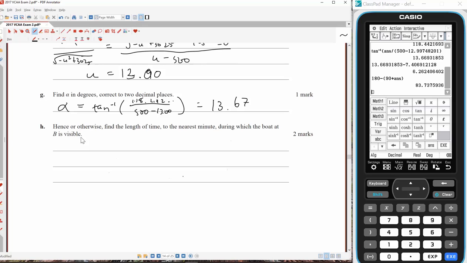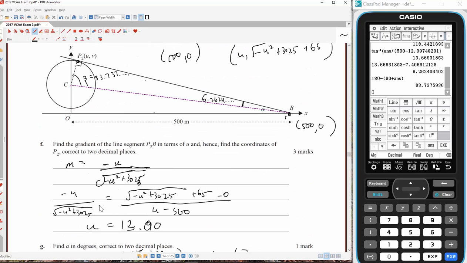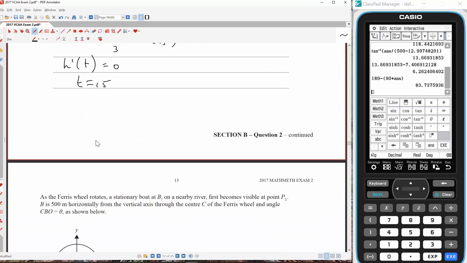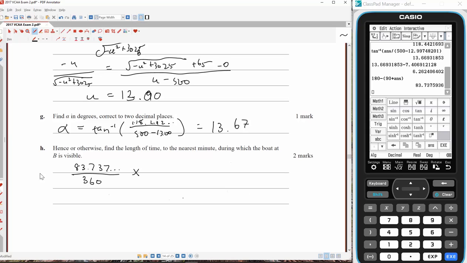Okay, so the way we're going to do this then is go, all right, 83.737 dot dot dot out of 360 degrees multiplied by, so again, what we're doing is basically working out the fraction of 360 degrees or 1 revolution for which the boat is visible. We know that the period or 1 ride lasts for, I think it's 30 minutes. Yeah, 30 minutes that 1 revolution takes place. So then we're going to multiply that by 30. Right, so let's do that. We'll take that, divide that by 360, and multiply it by 30. And what we're going to get is 6.97813 dot dot dot. To the nearest minute will be therefore 7 mins.